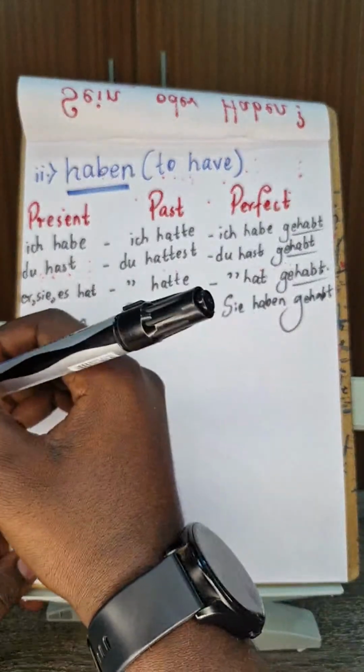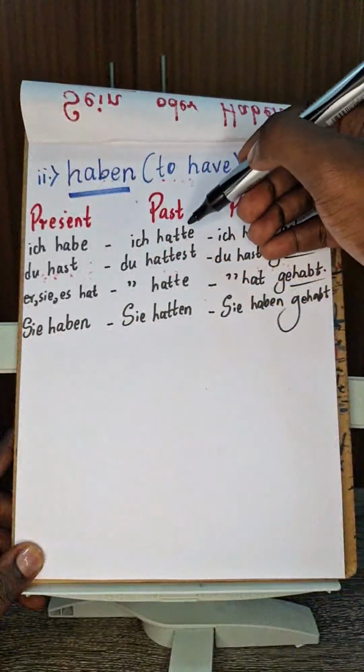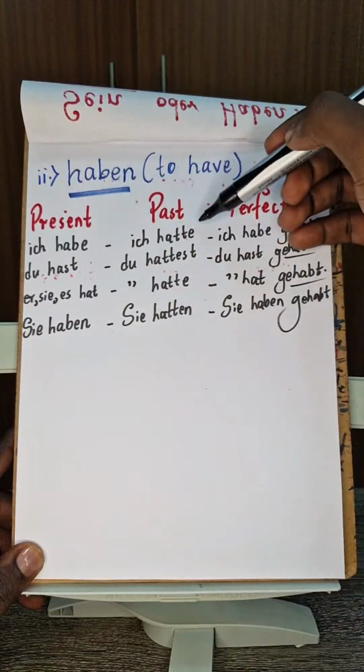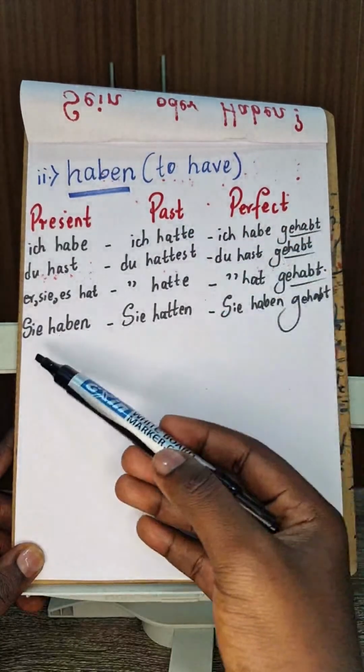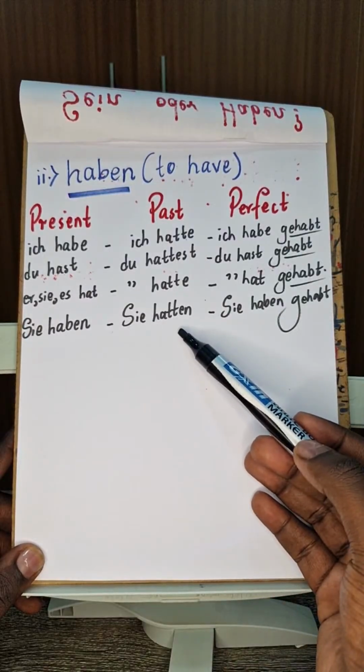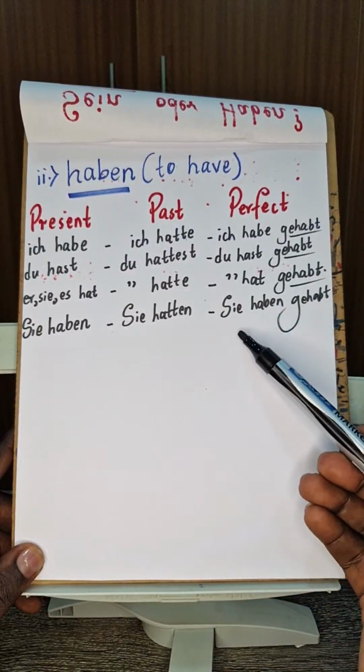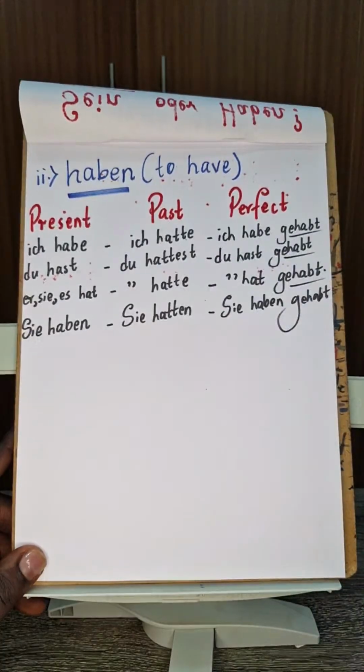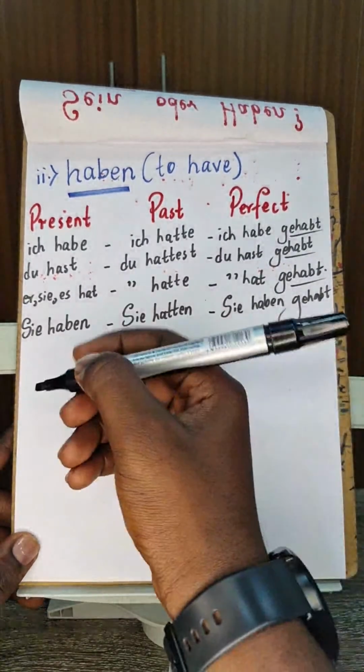All right, so you can now see how they are. Ich habe, ich hatte, ich habe gehabt. I have, I had, I have had, right? Sie haben, you have. Sie hatten, you had. Then, Sie haben gehabt, you have had. Okay? All right, let's now cross over to the plural side.